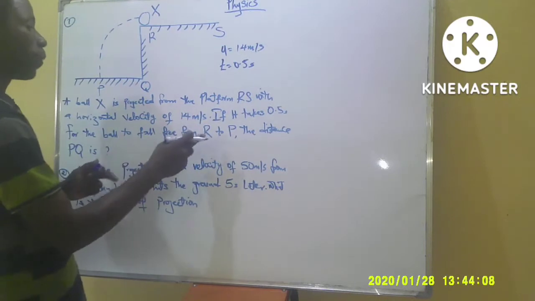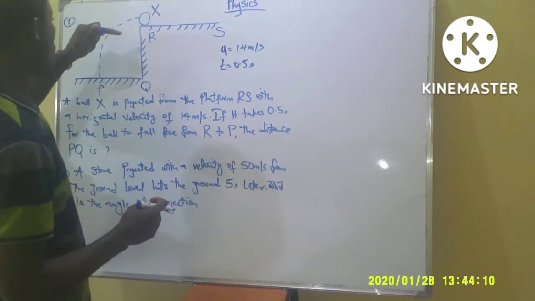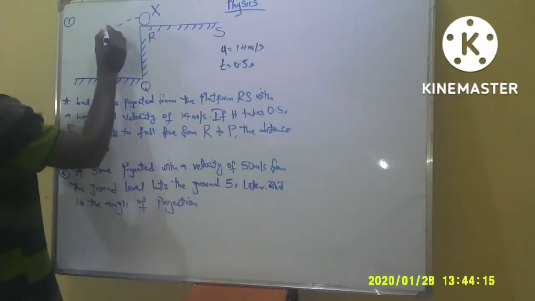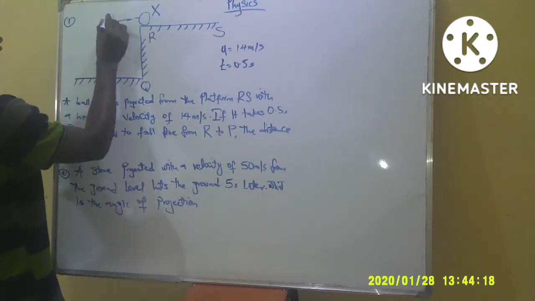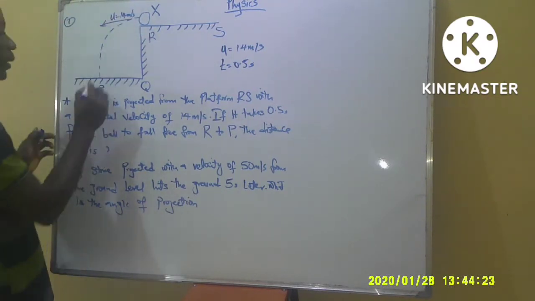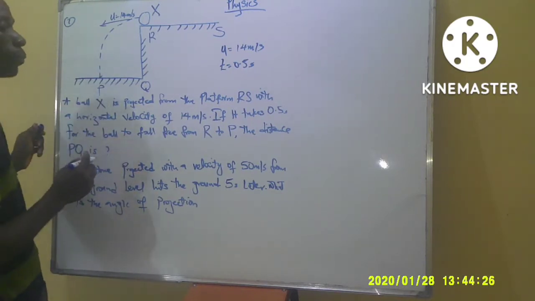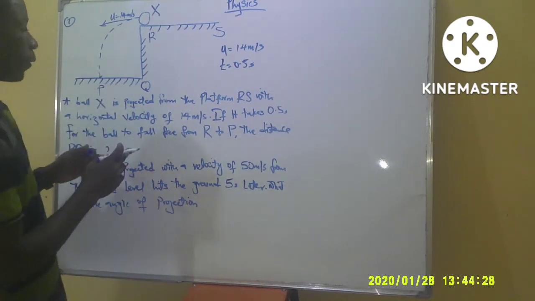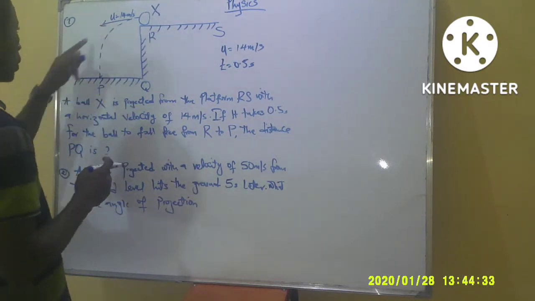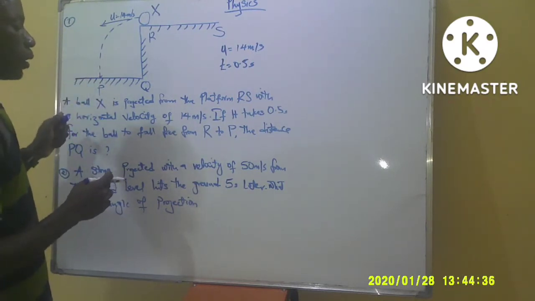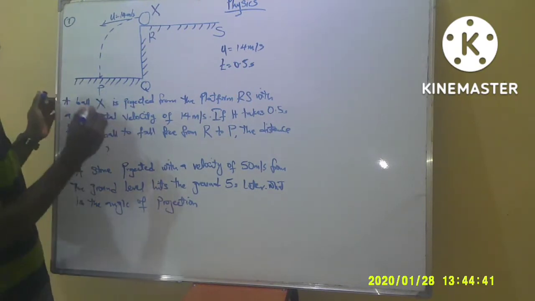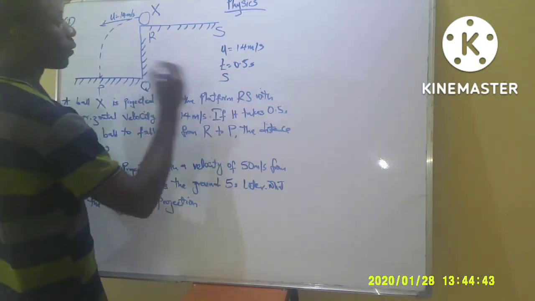For the ball to fall from R to P, it will go in a projectile format. The velocity of movement is u equal to what? 14 meters per second, before gravity will start pulling it down to the point of P. So it's a projectile falling under gravity. The distance PQ is what? They are talking about the horizontal distance, which is x.